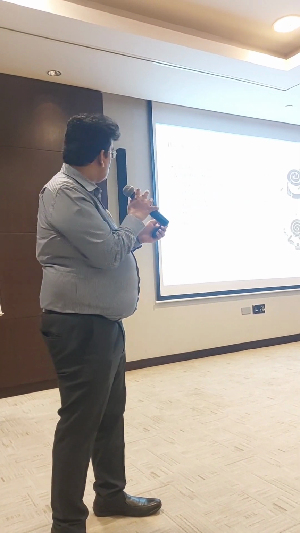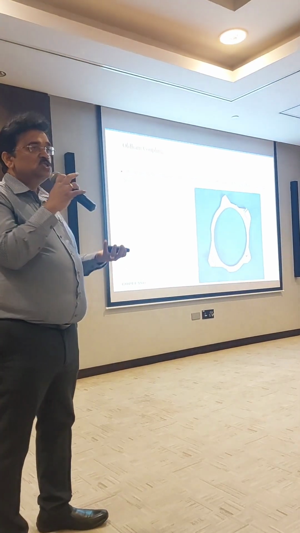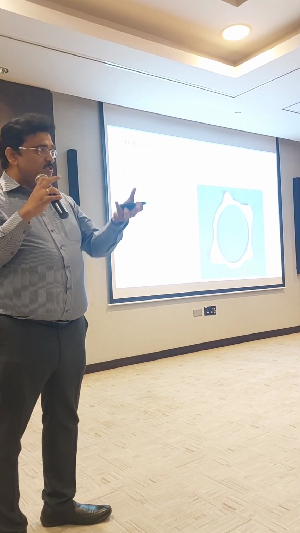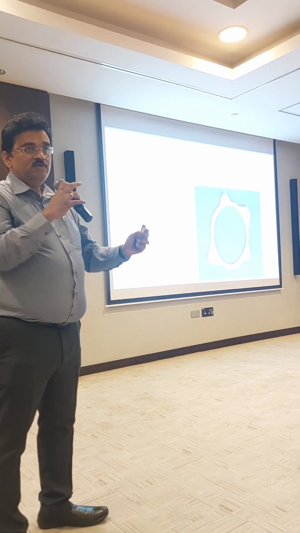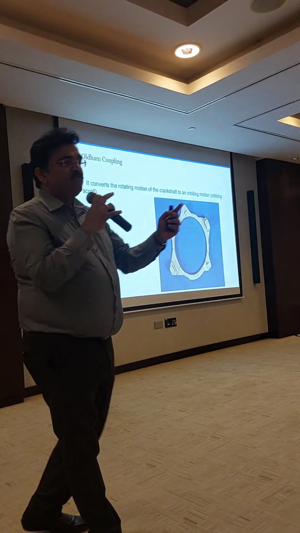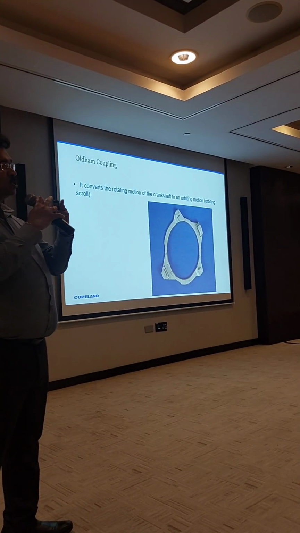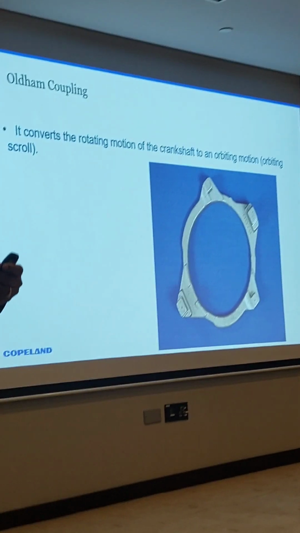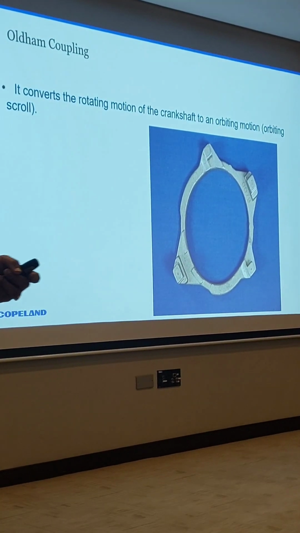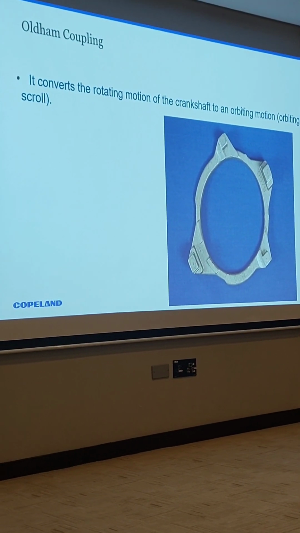I'll just quickly show how it works. This we call the Oldham coupling. It holds the orbiting scroll in place. The orbiting scroll is connected to the crankshaft, to the rotor. When it is running at 2900 RPM, a centrifugal force is formed. That centrifugal force makes sure that both the scrolls are touching each other and in contact enough to not bypass the gas from one pocket to another pocket. So this Oldham coupling holds the bottom scroll in place.